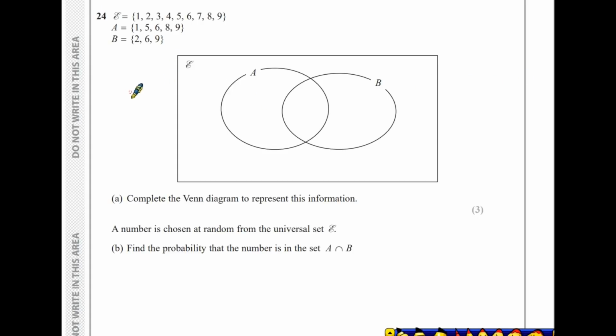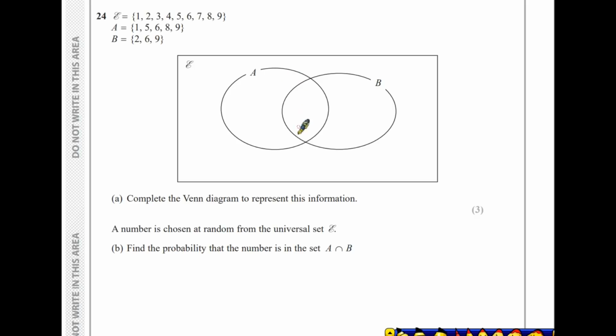Question 24. We have a Venn diagram, and we are given some numerical information about the numbers within the diagram. So don't forget, the first line with the symbol here means the universe. So that is every number that is in the diagram.